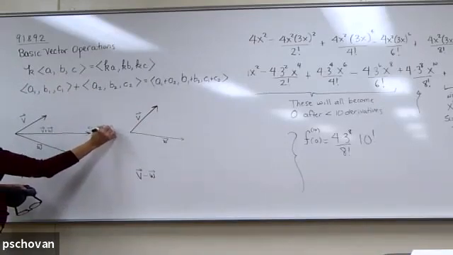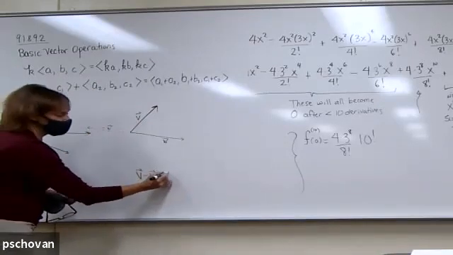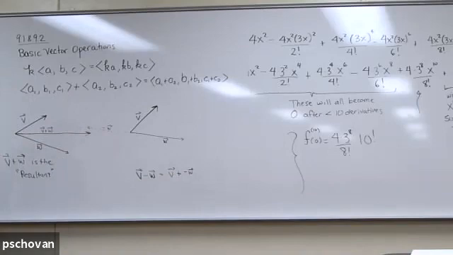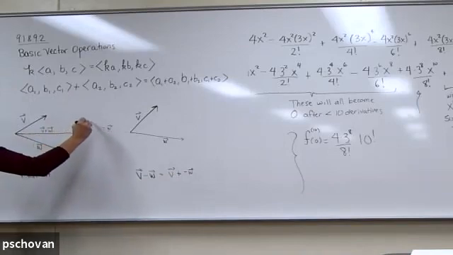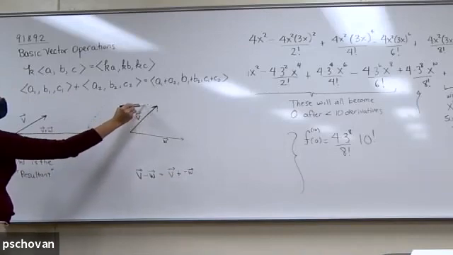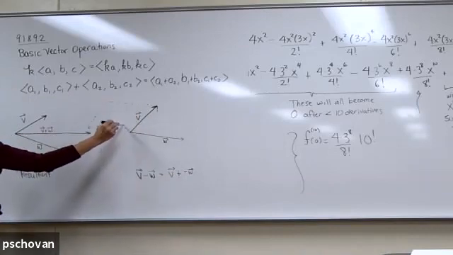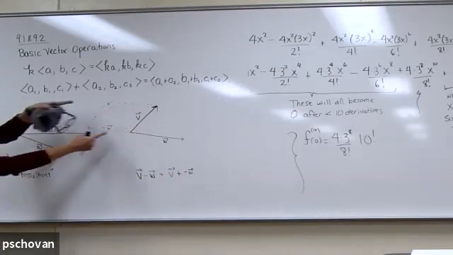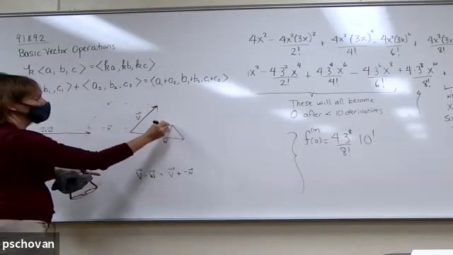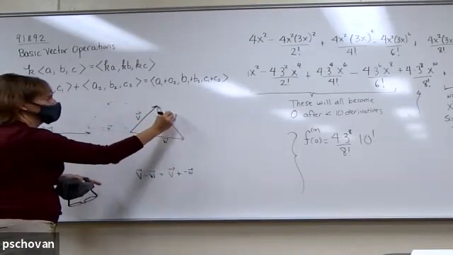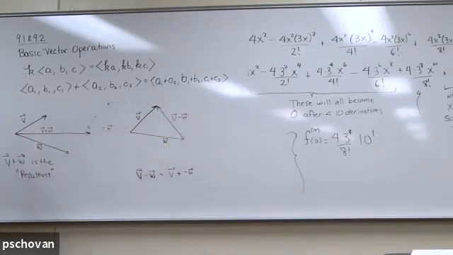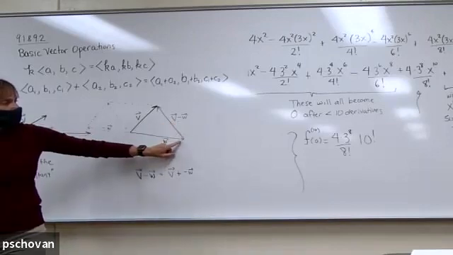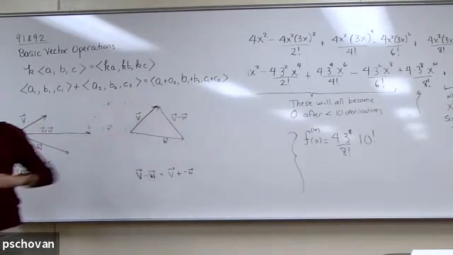So that's minus W. V minus W can be thought of as V plus the opposite of W. So now if I make that parallelogram, then this vector is V minus W, V plus minus W. So if I pick that up and glue it on here, it fits right here. V minus W will always have its initial point at the end of W and its terminal point at the end of V.